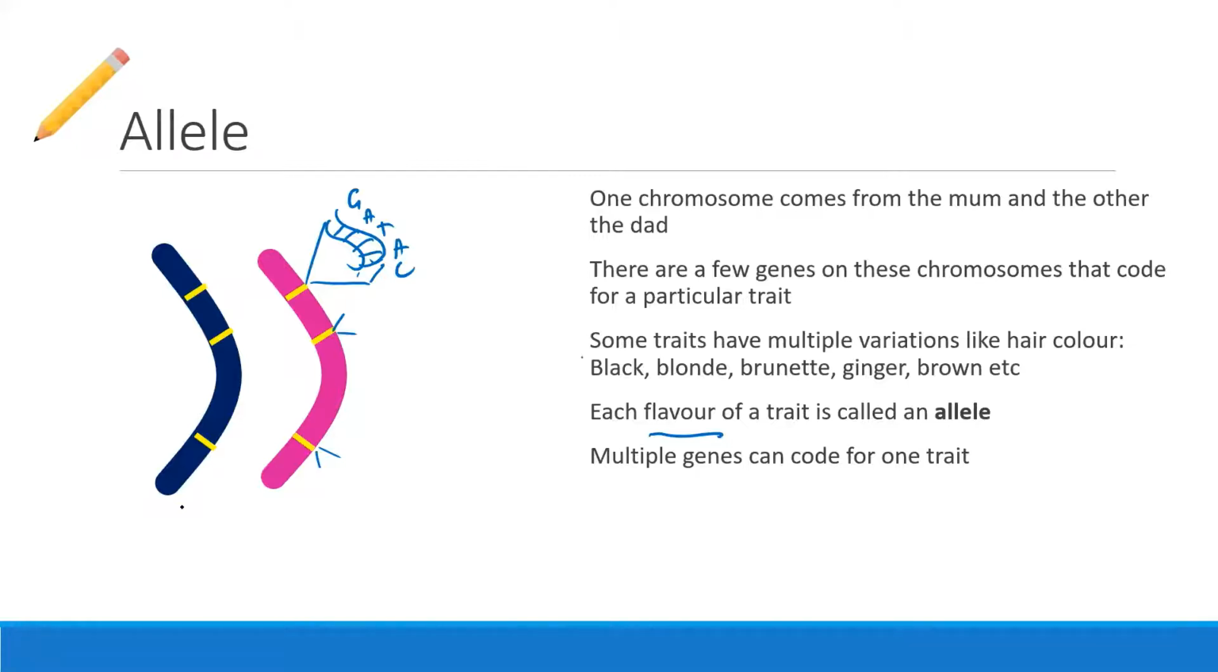Multiple genes can code for one trait. So don't just think that one gene codes for eye color, and one gene codes for skin color. You could have 20 genes coding for eye color, or 25 genes coding for skin color. You might have one gene for some things, but usually there'll be a mixture, like a couple of genes.